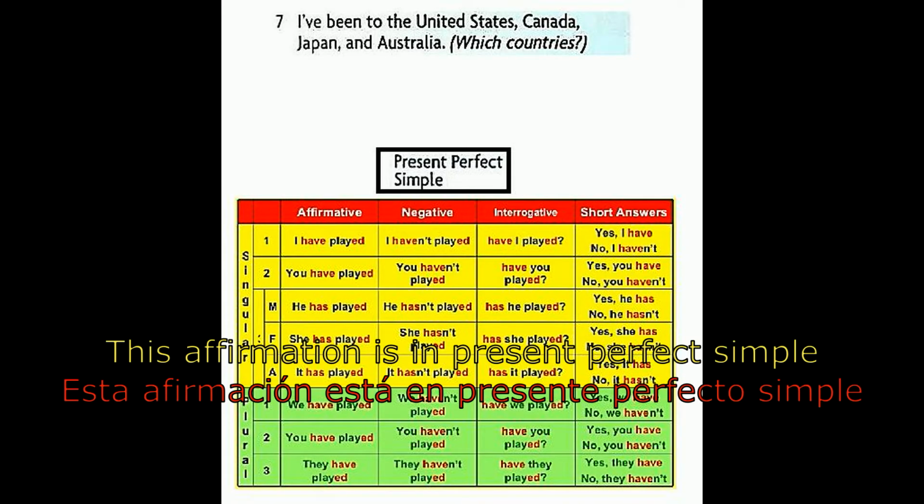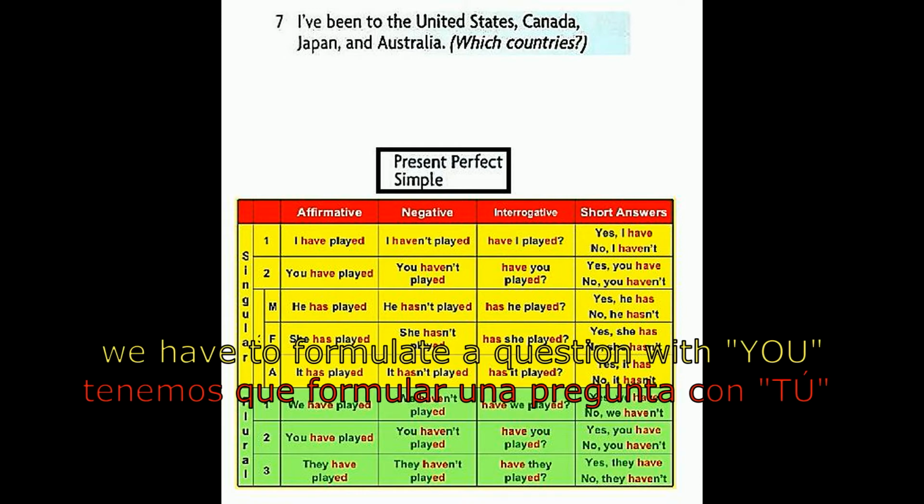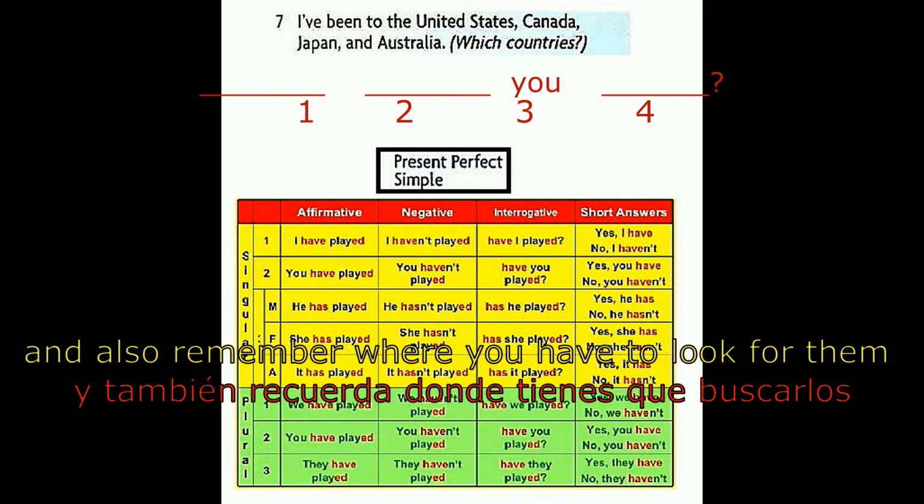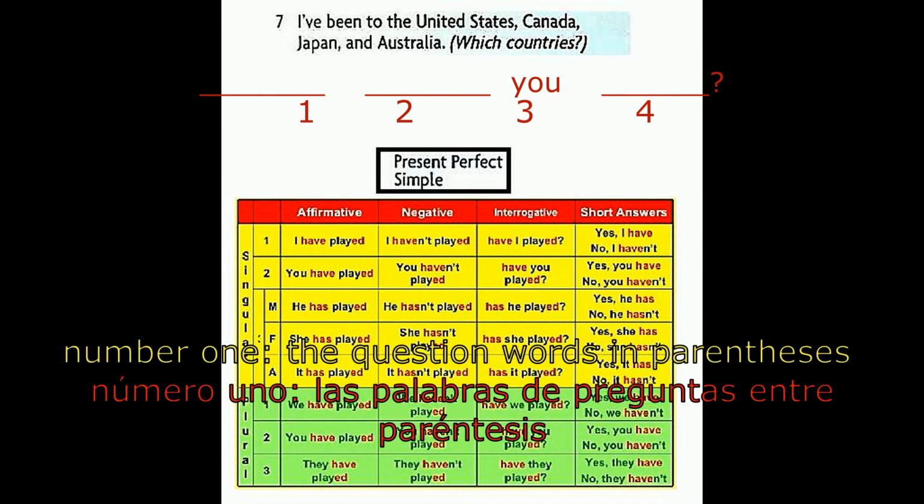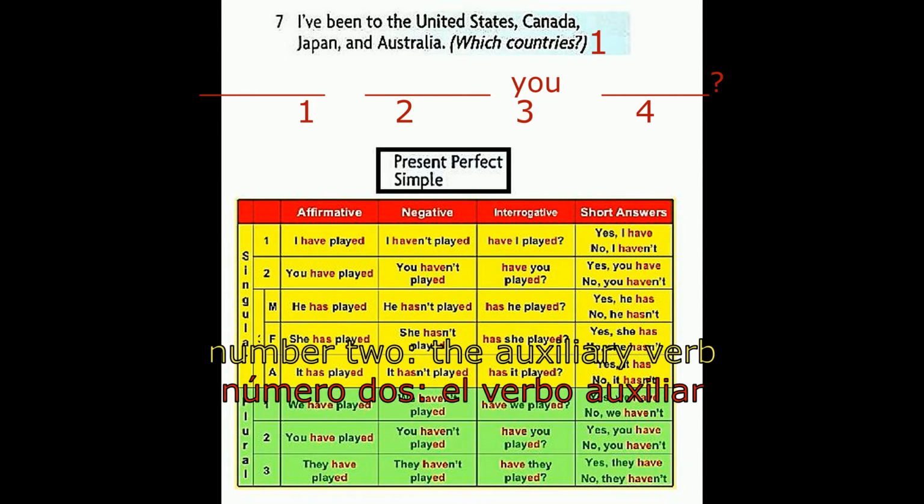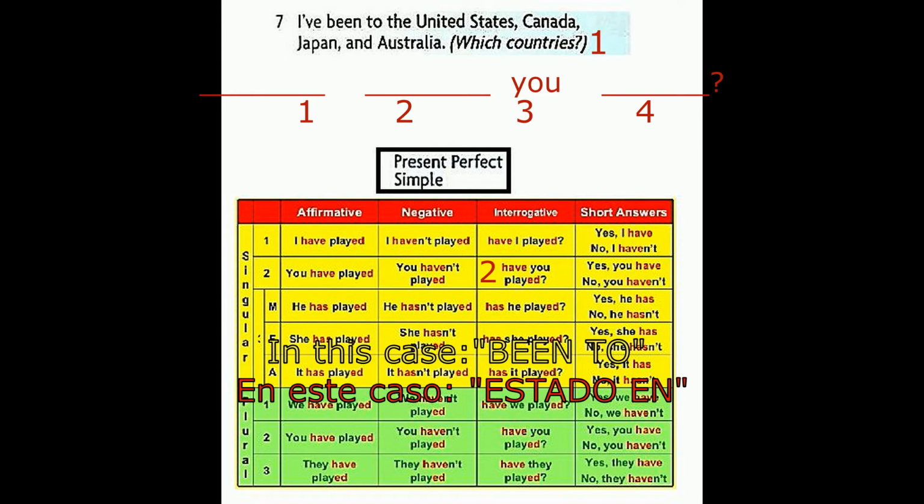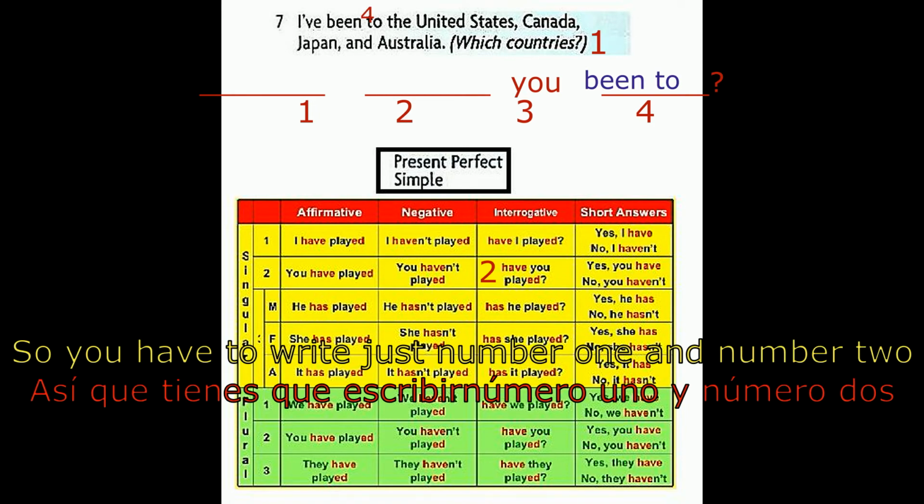This affirmation is in present perfect simple. We have to formulate a question with you. Remember the 4 parts that you have to write, and also remember where you have to look for them. Number 1, the question words in parentheses. Number 2, the auxiliary verb. And finally, the complement of the question. In this case, been to. So you have to write just number 1 and number 2.